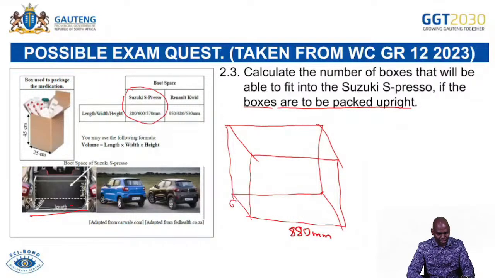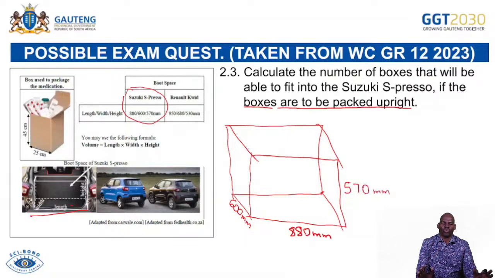So this side is 600 millimeters. And then now I've got the height, which is this one. The height for the Suzuki Espresso is 570. Okay, remember we are going to use a mathematical method. Now remember, this is the boot of the Suzuki Espresso.